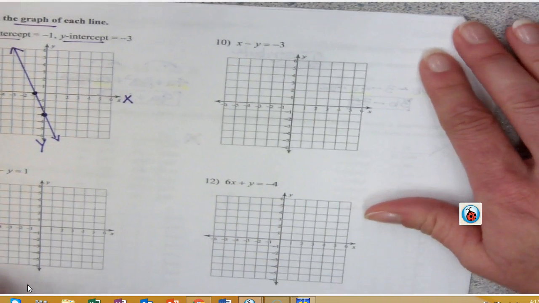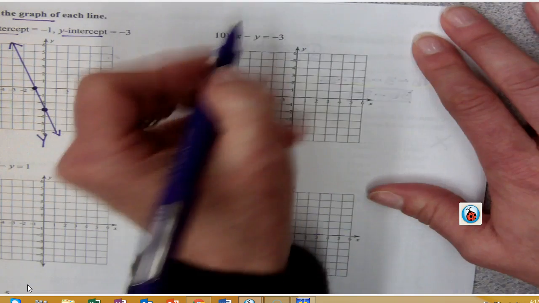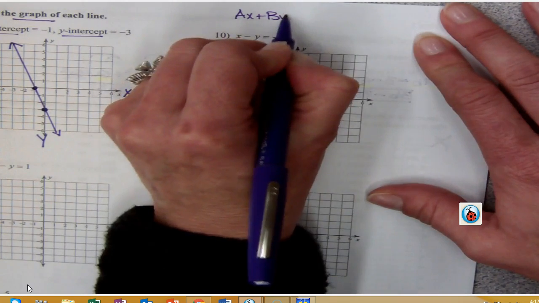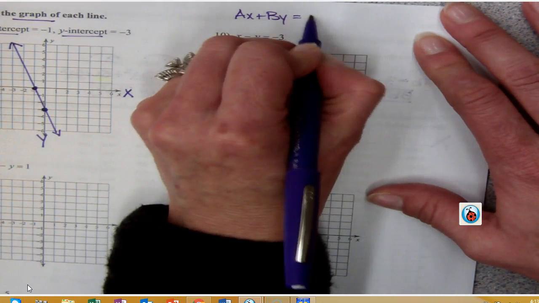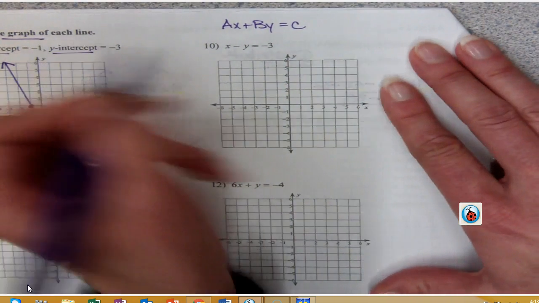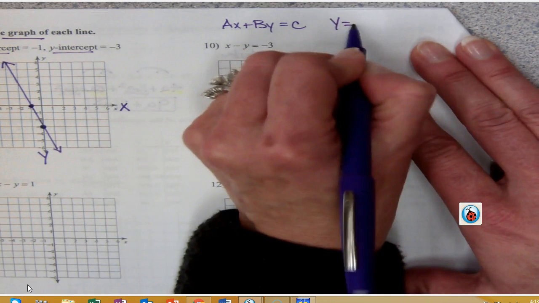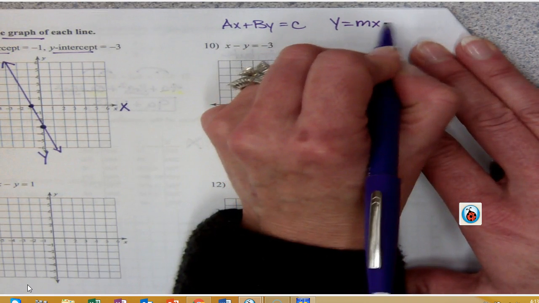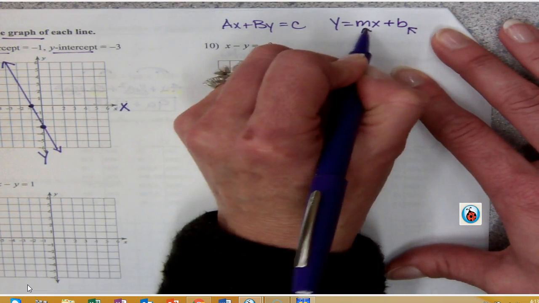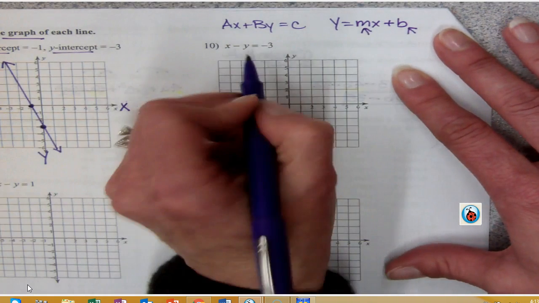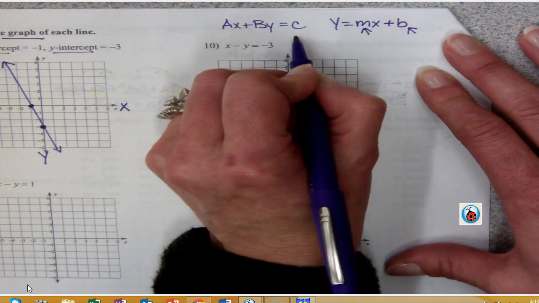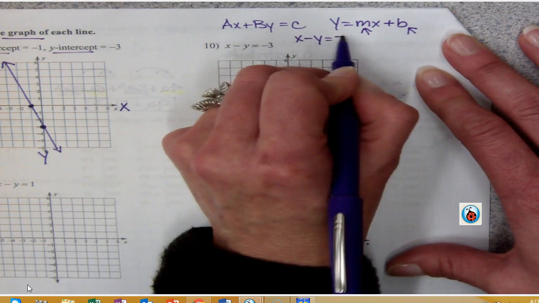Okay, now it's giving us an equation. And we notice that this equation is in standard form, which looks like this. It's not in our slope-intercept form like we like it. It's in our standard form. So we need to change it to slope-intercept form because that will tell us what our y-intercept is and what our slope is.